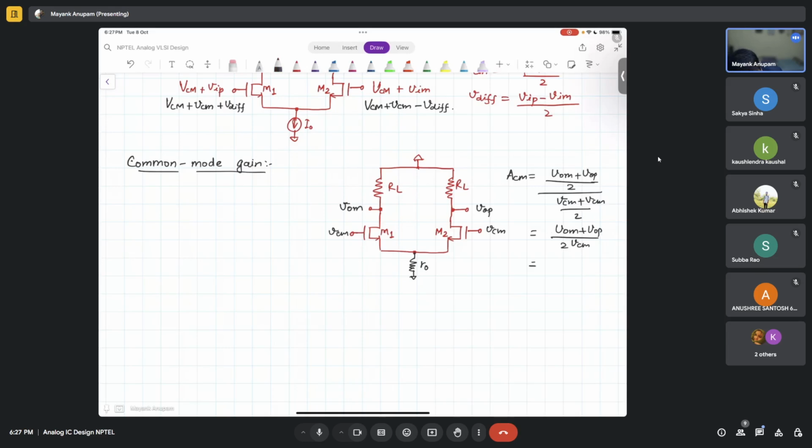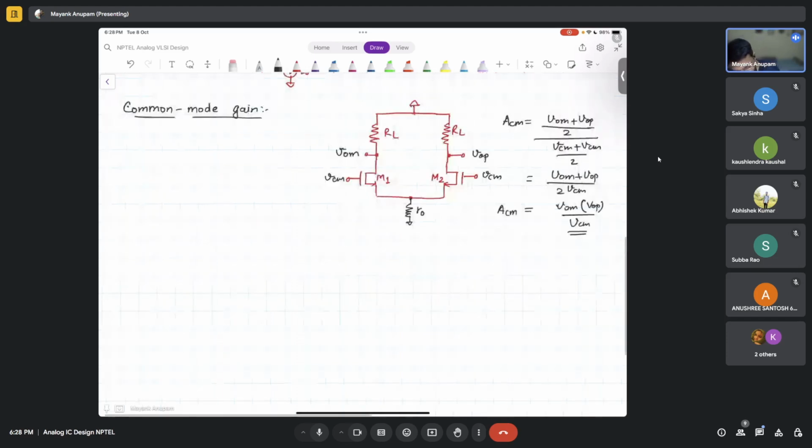So if I try to modify it, how will this look? This will be VOM or VOP divided by VCM, right? That will be the gain, correct? The common mode gain, ACM. So now tell me what will be the common mode gain here. If I apply a signal VCM here, what will be the common mode gain? What do you know about it? How do you find out the gain?